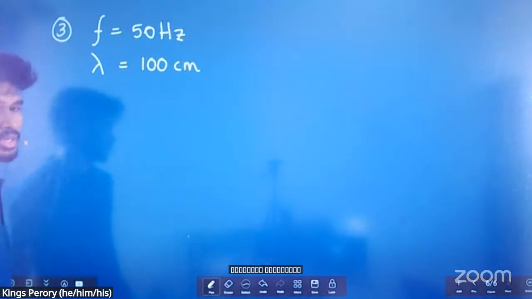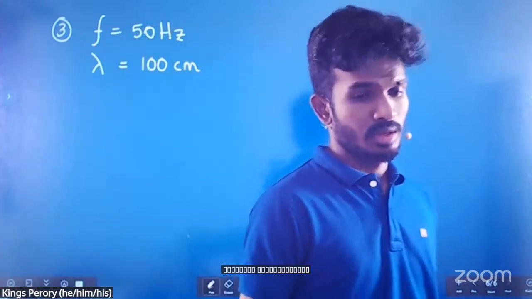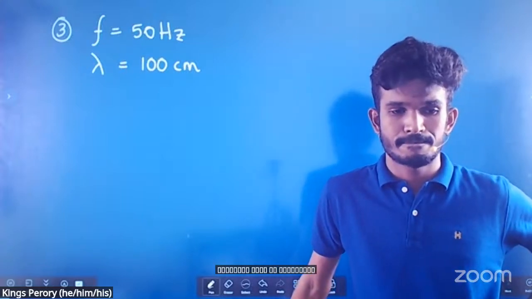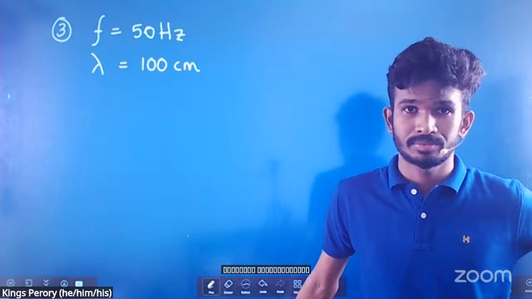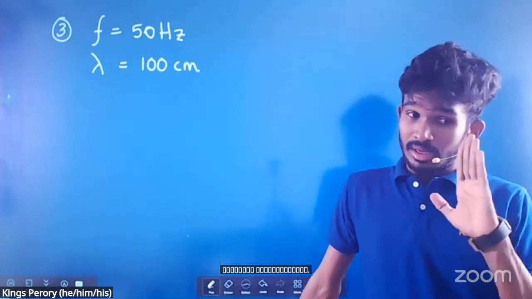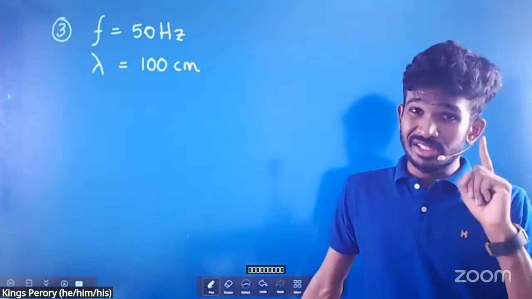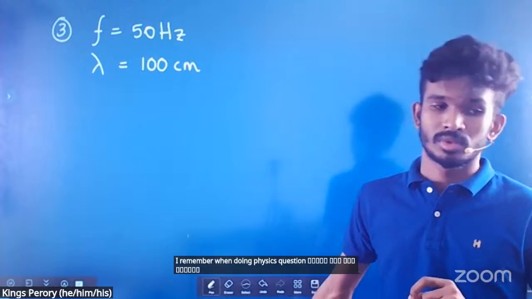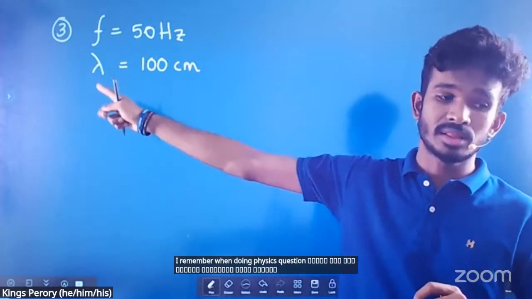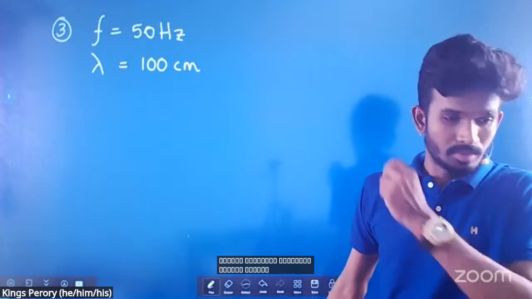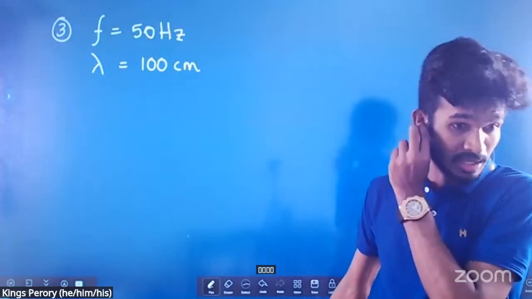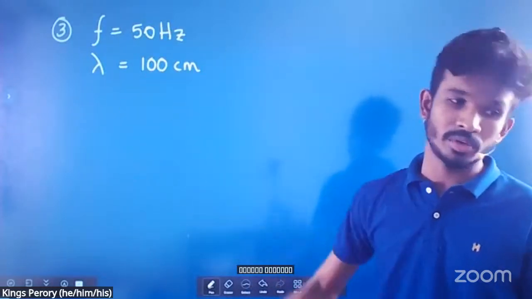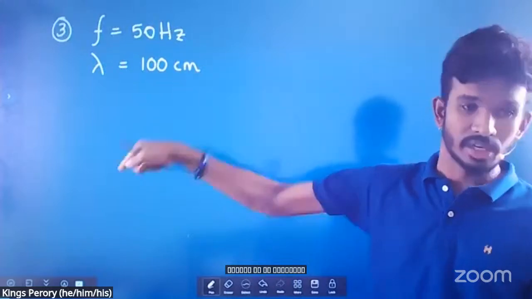100 centimeters. Remember, when doing physics questions, all your units should be in SI units. Now tell me, wavelength is a length, what's the unit? Meters. So if they give it in centimeters, convert to meters and then do the question.